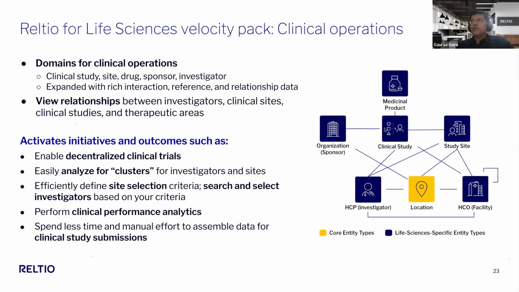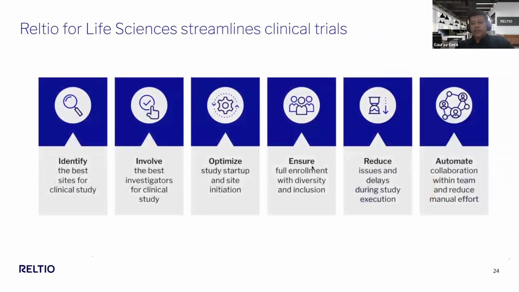I think patient is missing. There's an additional relationship with patients as well, in this case, right? And the whole outcome over here is, as I mentioned, to identify the right kind of study, the patient, as well as to be able to run your clinical trials in a smooth manner, right?